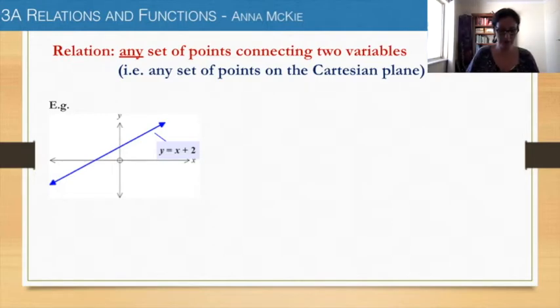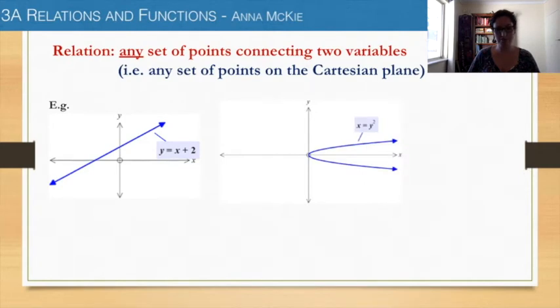All right, so here's an example of a relation. Straight line graphs are relations, where the equation of that would be y equals x plus 2. So that's the connection between the sets of points. For any x value, to work out the relation it has with the y value, you add on 2.